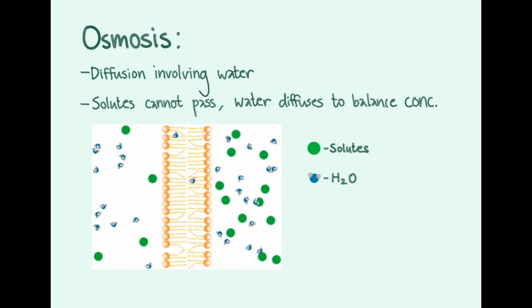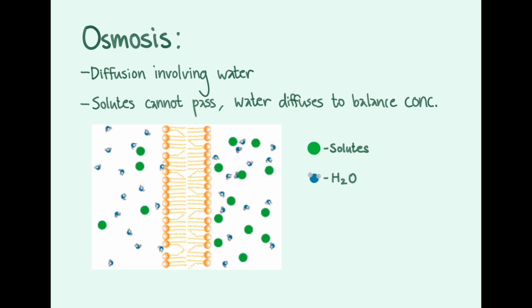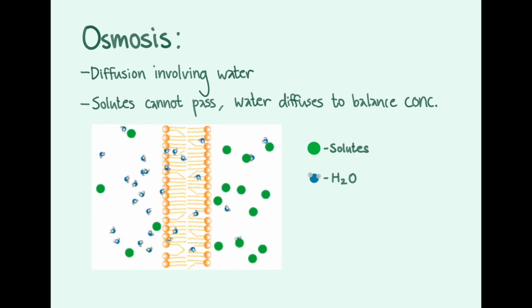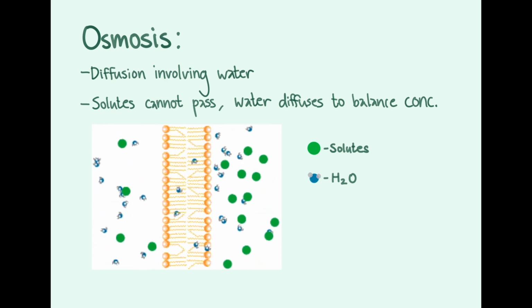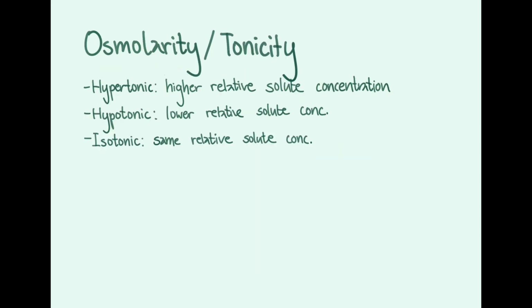Osmosis is a specific type of diffusion that involves the movement of water molecules. In cells, when there is an imbalance of solutes between the two sides of the cell membrane, water will diffuse through the membrane to balance the solute concentration, as the solutes themselves cannot pass through the membrane. Osmolarity measures solute concentration, which can be classified with three types of tonicities.